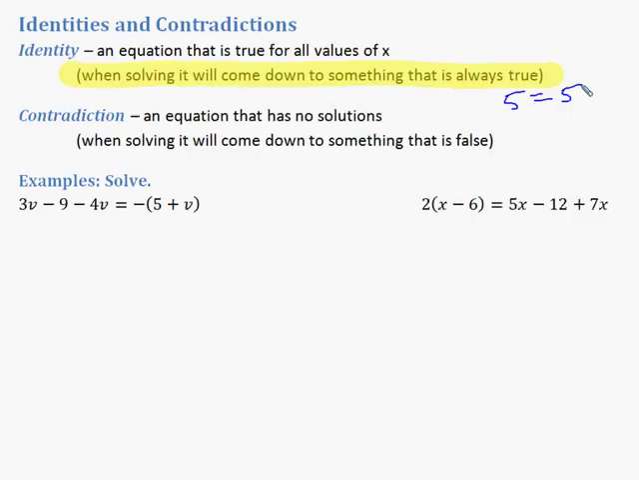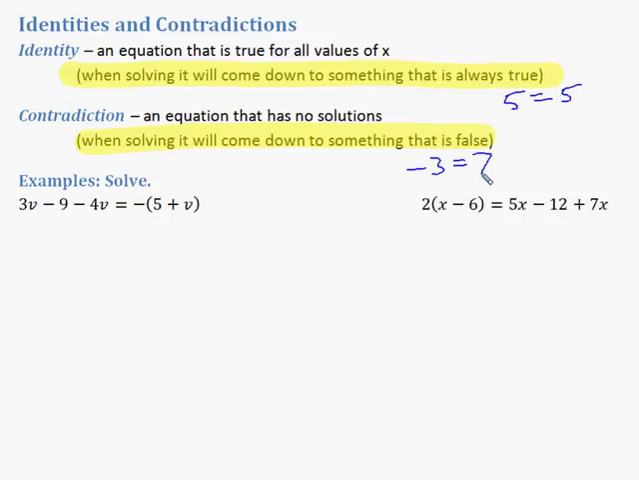It's always true. A contradiction is another case where there's actually no solutions. And that will happen when solving it will come down to something that's false. For example, you might see something like negative 3 is equal to 7, and that's definitely false. So that would mean that that equation has no solutions to it. So let's go ahead and look at these two examples. Maybe we'll come across an identity or a contradiction.